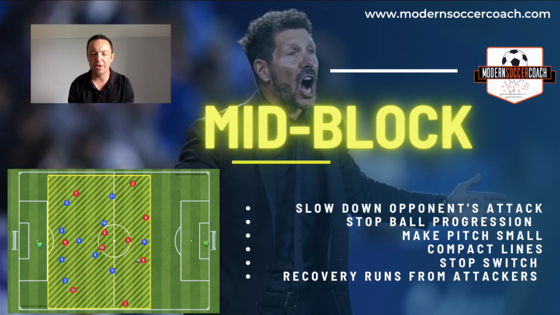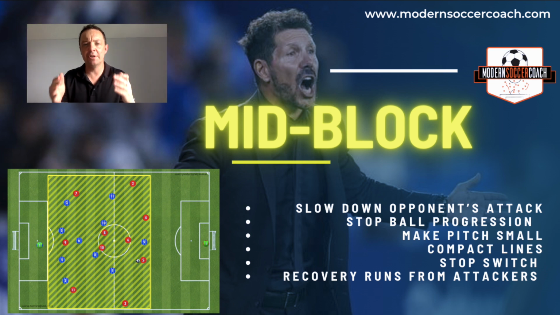All right, the next set of principles we're going to look at is when we are in a mid-block. When is that? Usually whenever the opposition have built up and broken the first or second line of pressure. It's going to happen in the course of a game. Very rarely are you going to be successful with your pressing throughout the whole game. So when your press is broken, can you get organised in the mid-block? Can you slow down the opponent's attack?